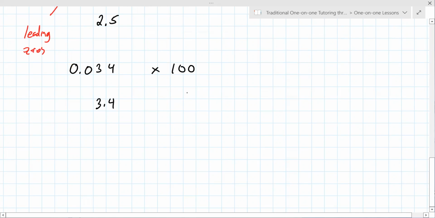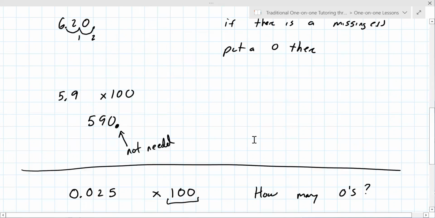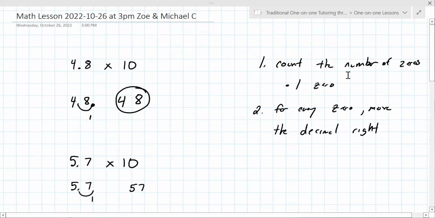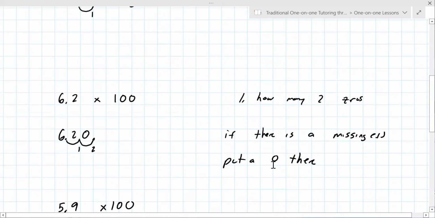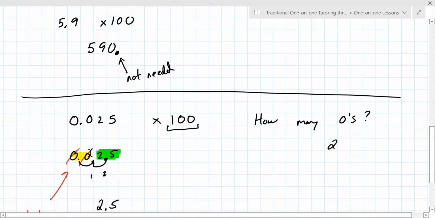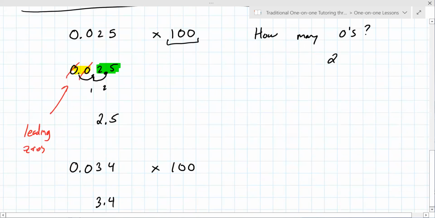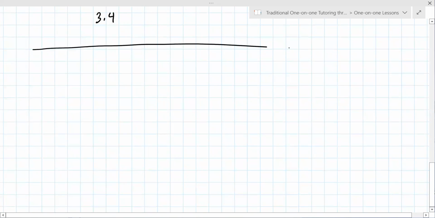Okay. So these are the rules. I mean, there's not that many rules. You count the number of zeros and you move the decimal to the right. And if there's a missing egg, you put a zero there. Okay. And then I guess the other rule is that you get rid of these leading zeros here.